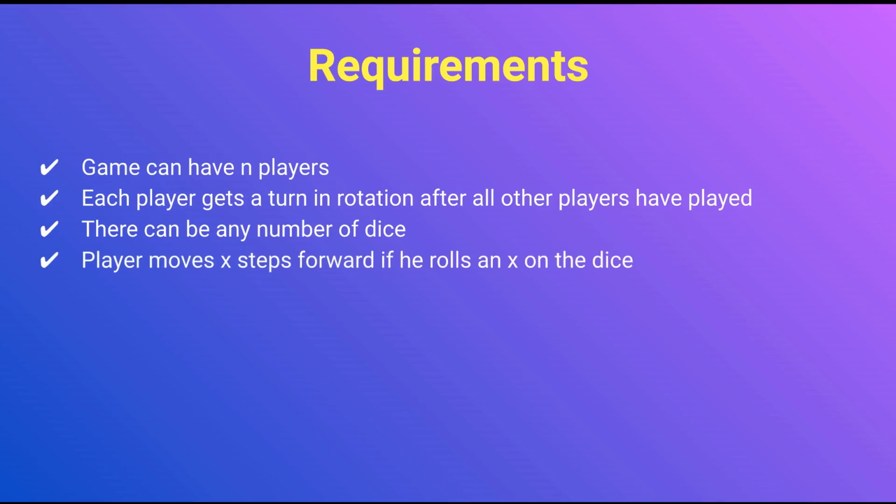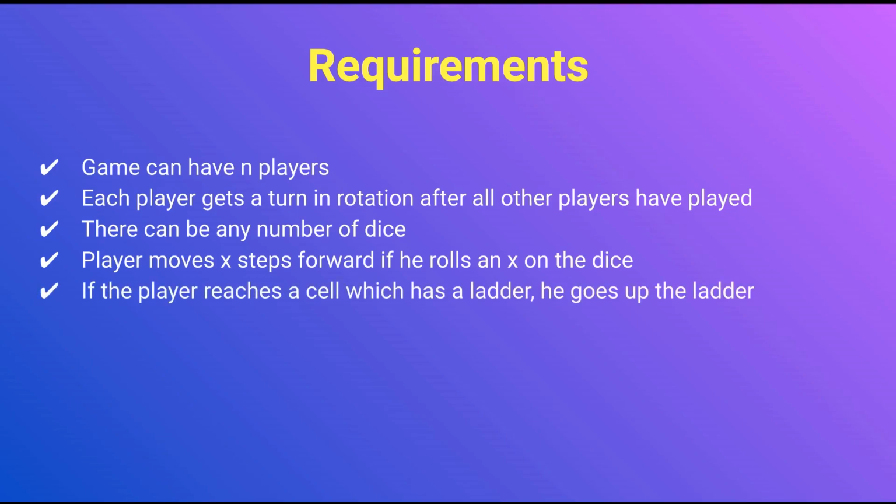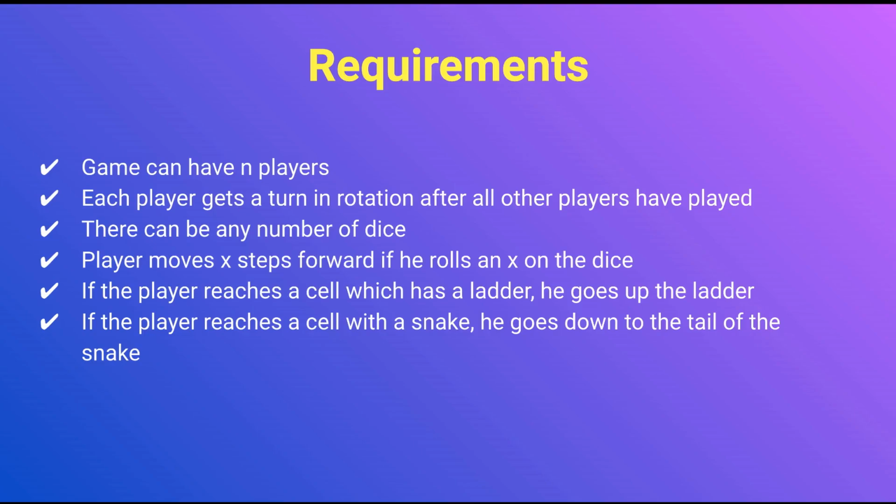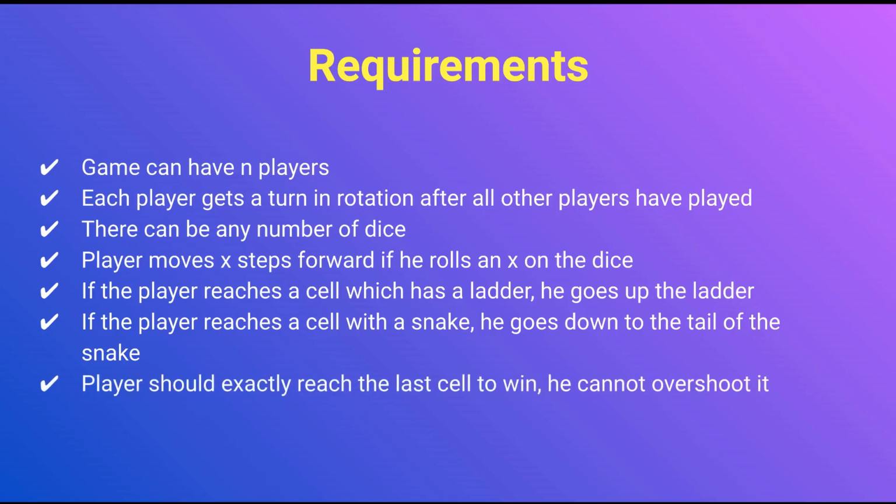Player moves X steps forward if he rolls an X on the dice. That is, if he gets a 2, he moves 2 steps forward. If he gets a 6, he moves 6 and so on. If the player reaches a cell which has a ladder, he goes up the ladder. Similarly, if the player reaches a cell which has a snake on it, he goes down to the tail of the snake. Player should exactly reach the last cell to win.